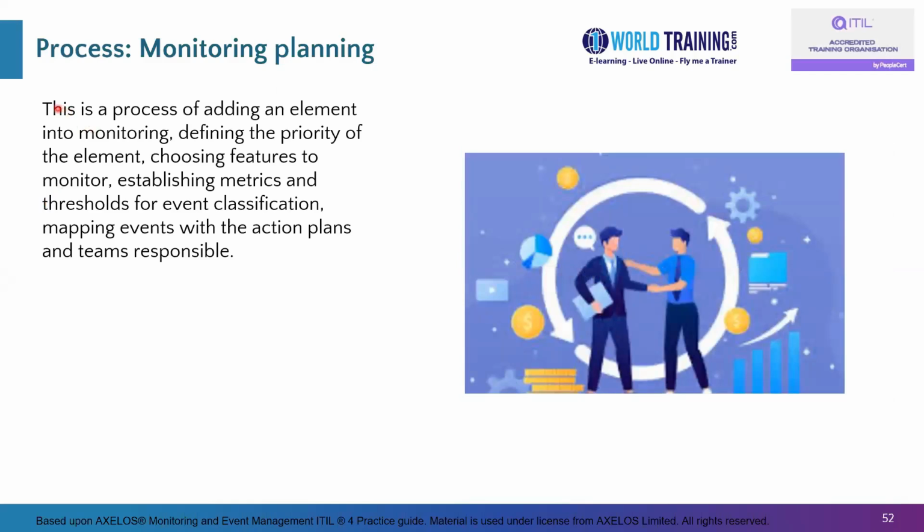The first process is monitoring planning. This process has several objectives. In this, an element is added into monitoring. An element could be a service, a component, or a whole set of services. And also defining the priority of the element, choosing features to monitor, establishing metrics and thresholds for event classification, mapping events with the action plans and the teams responsible. So generally an element would mean a component or a service rather than a set of services.